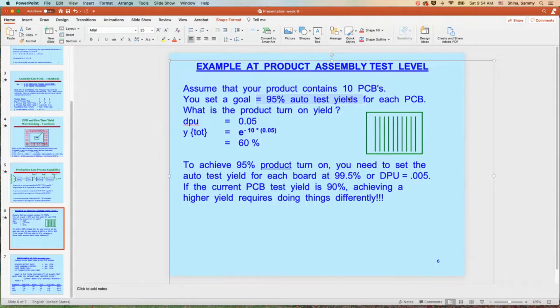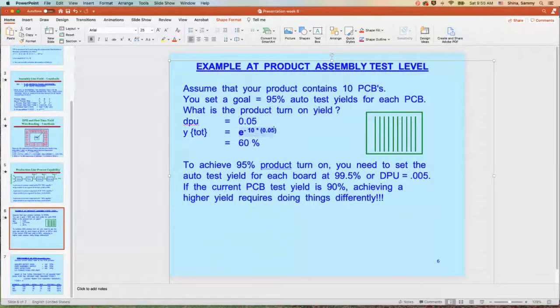What is the yield of your product? Once you put everything together, what's the yield of your product? If you have 10 printed circuit boards, and your goal is 90%, and each board has 95% auto test yield, meaning each board has 5% defects, what's the product turn-on, first-time yield?